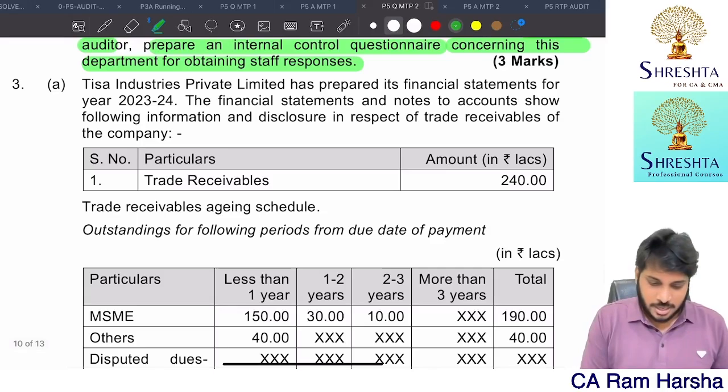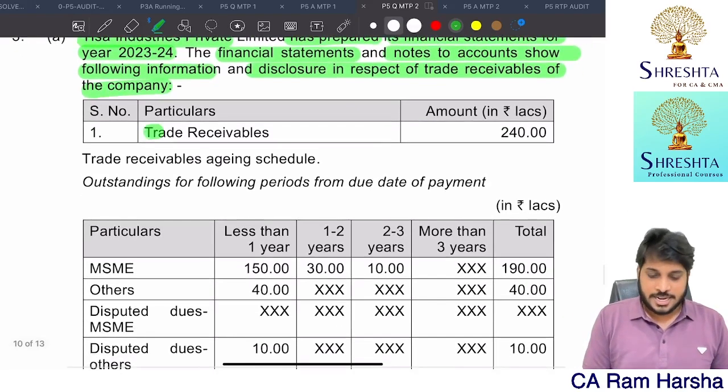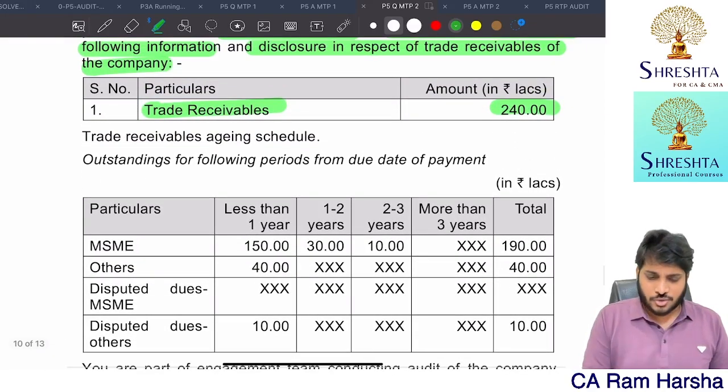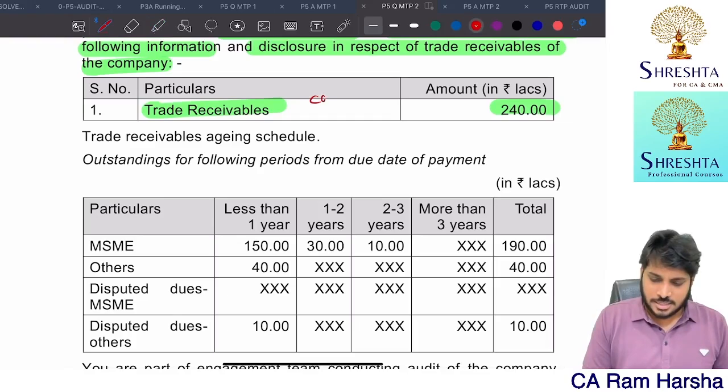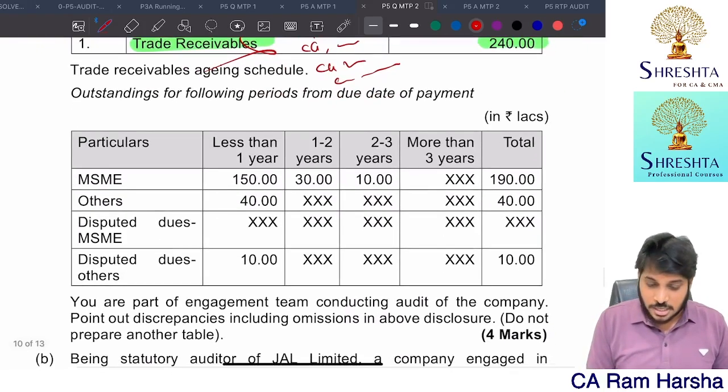Question number 3. TISA Industries Private Limited has prepared its financial statements for the year 23-24. The financial statements and notes to accounts show following information and disclosure in respect of trade receivables. Trade receivables were shown as 240 lakh. Trade receivables you must disclose like considered good, secured, considered good, unsecured, considered doubtful. You need to show some breakup like that. This is not correct. Fine, we'll see.